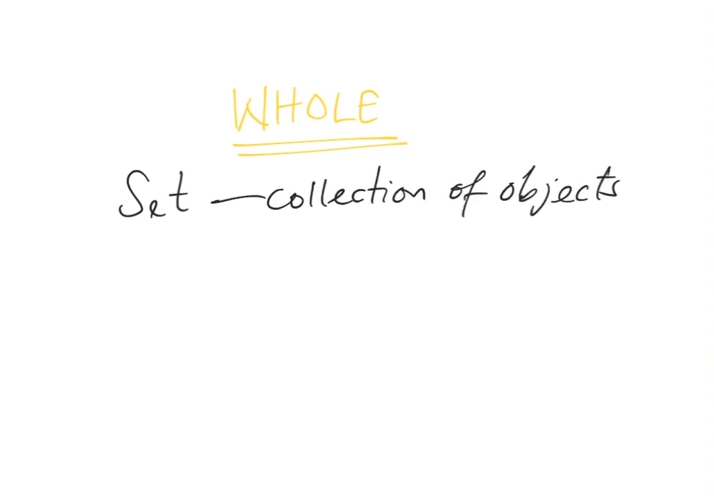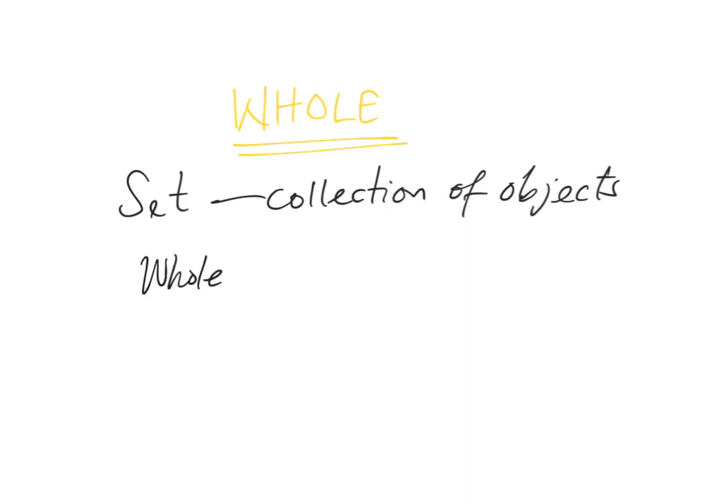The other thing that is very important in mathematics is to understand what a set is. And we talk about a set as a collection of objects. So a set is a collection of objects. So that's something that is very important to keep in mind. And we could talk about different sets. We talk about the whole number set.